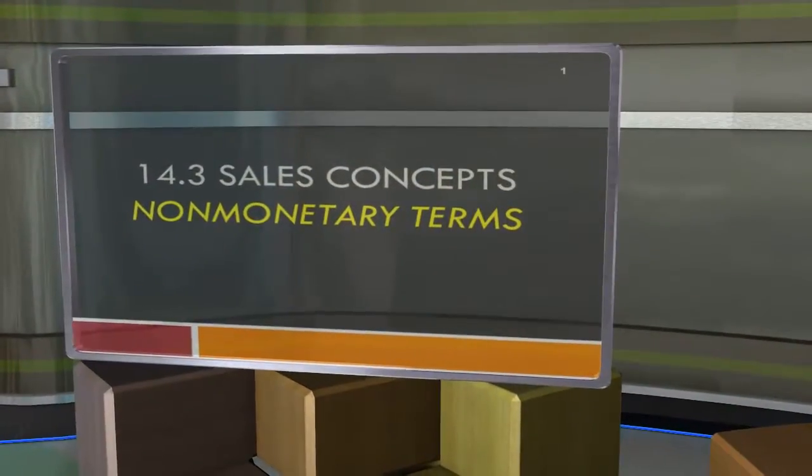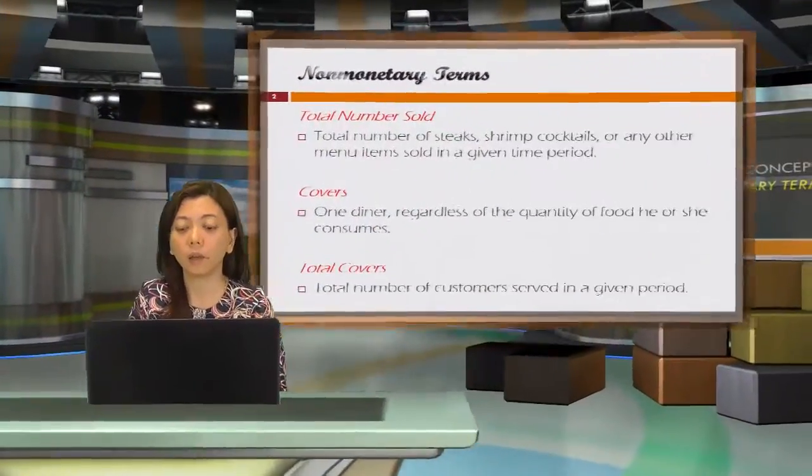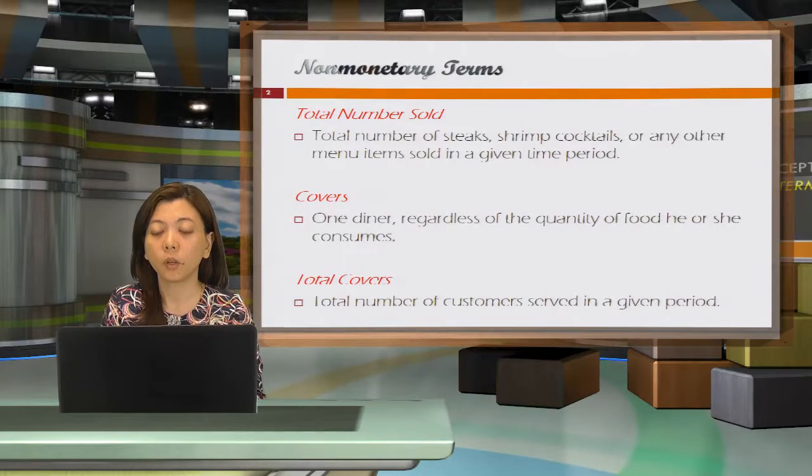This is the last part for this topic. It's on sales concept, non-monetary terms. Okay, I've gone through with you the monetary terms, and now we look into non-monetary terms. So non-monetary terms can be measured in terms of total number sold. So total number of steaks, for example, or shrimp cocktails, or any menu items sold in a given period of time. So you would want to know how many items are being sold.